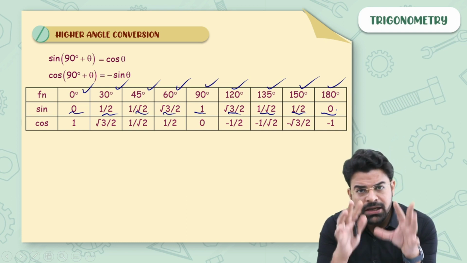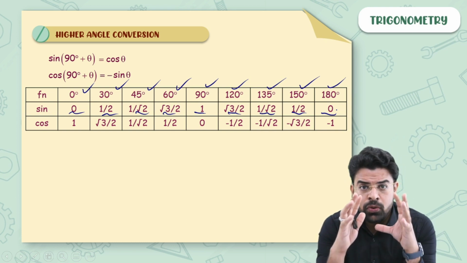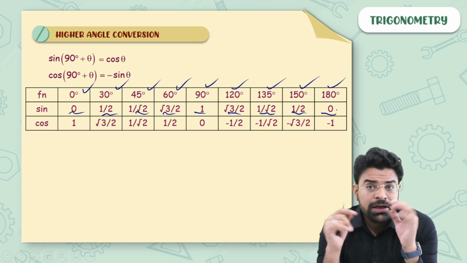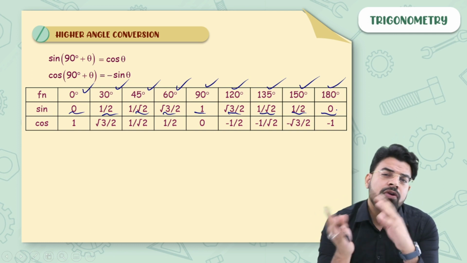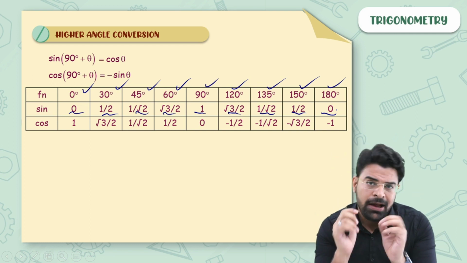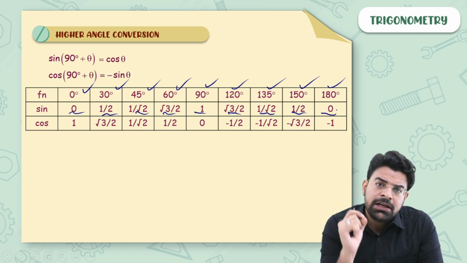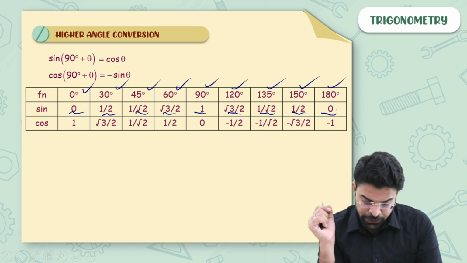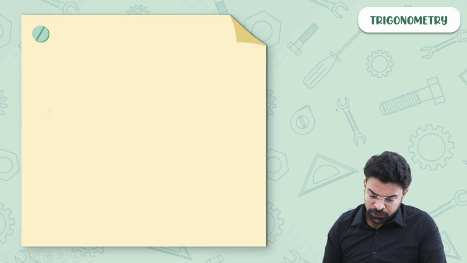But I still want for a child to score more in competitive examination, they must remember the value of cos 120, cos 150 by heart, because that becomes useful many a time in vector addition and subtraction. Okay, so without wasting time, let's move on.